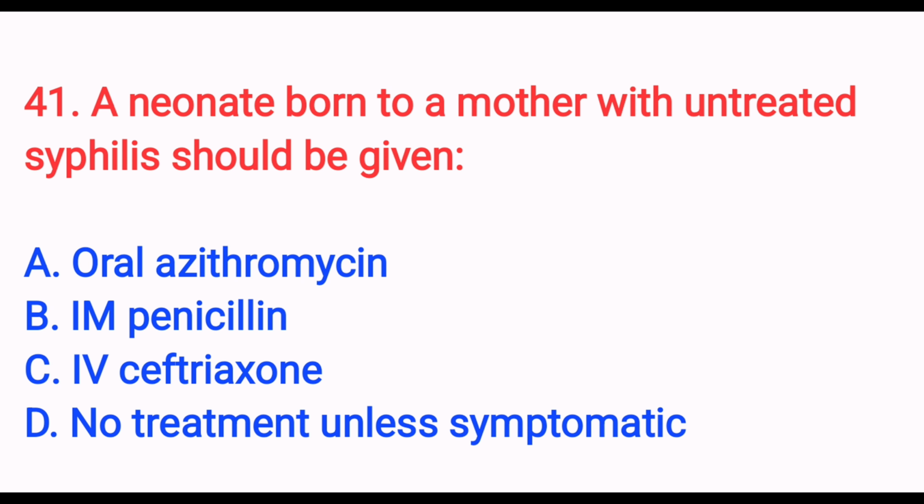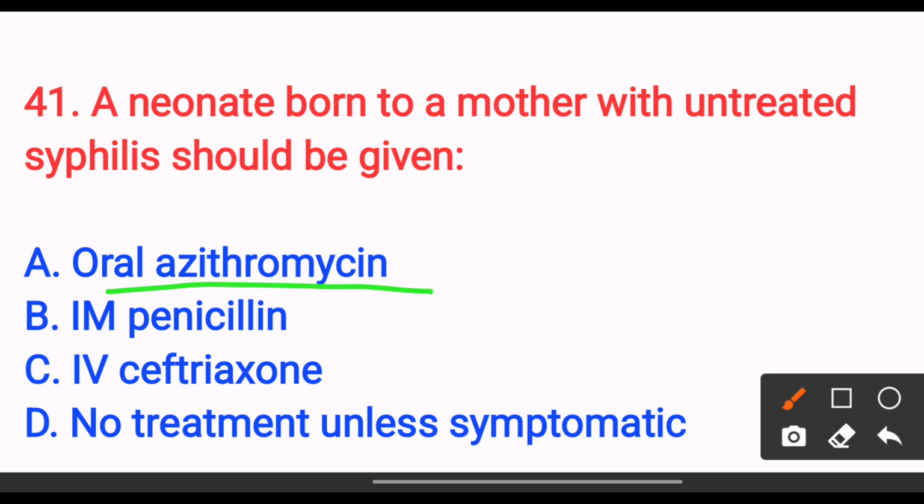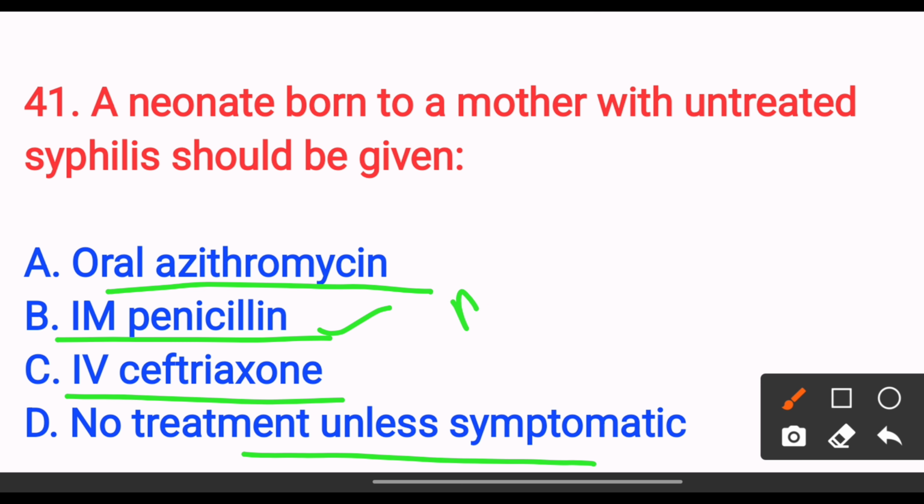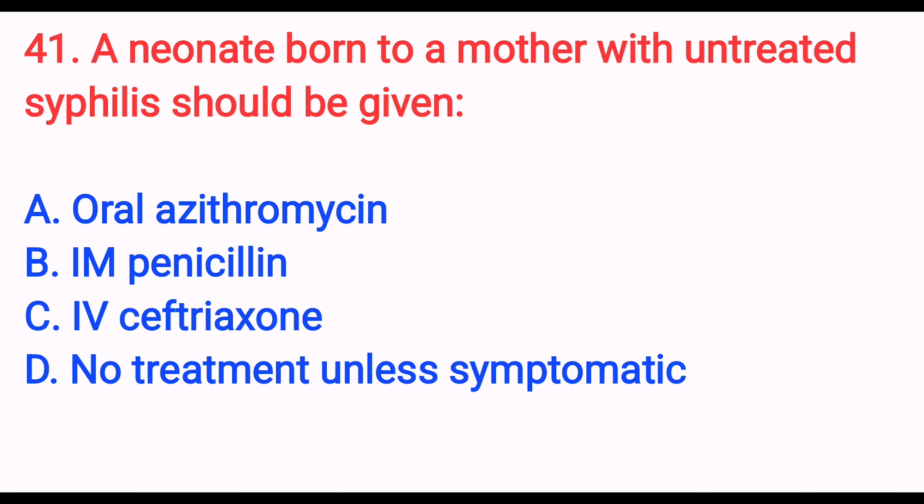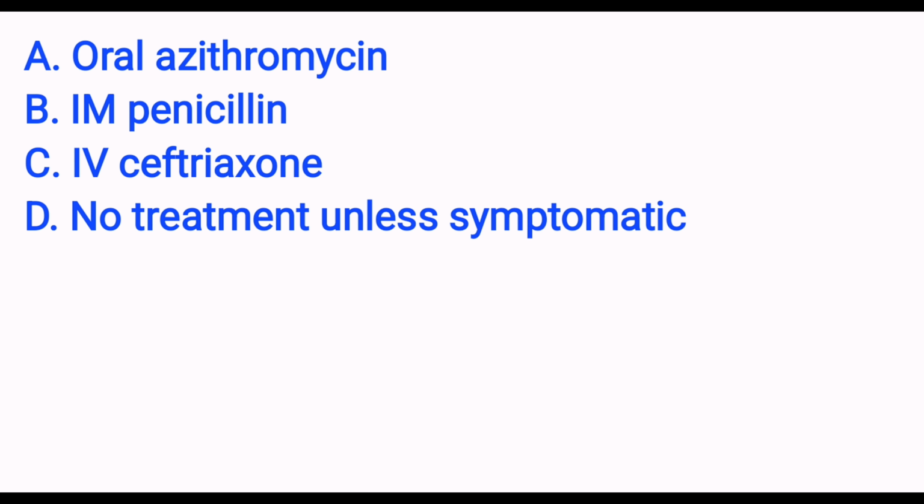Let's start. A neonate born to a mother with untreated syphilis should be given: option A, oral azithromycin; option B, IM penicillin; option C, IV ceftriaxone; option D, no treatment unless symptomatic. The answer is option B, IM penicillin, because congenital syphilis is prevented by giving penicillin to the neonate.